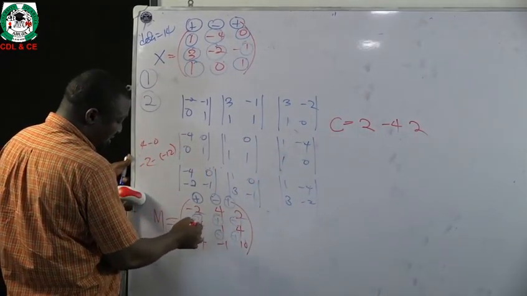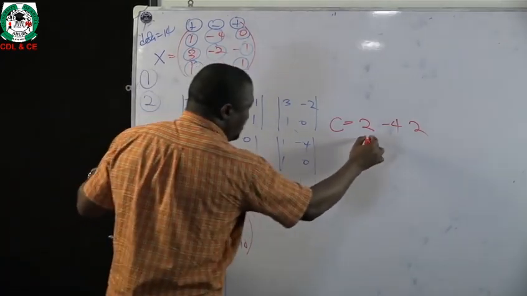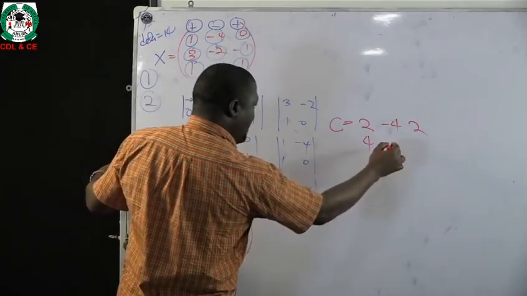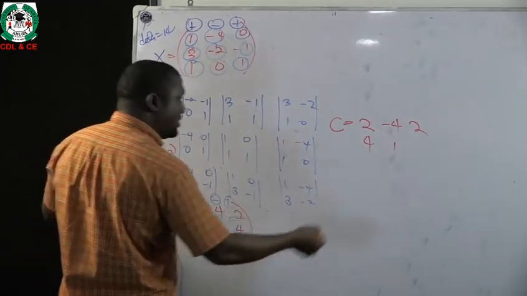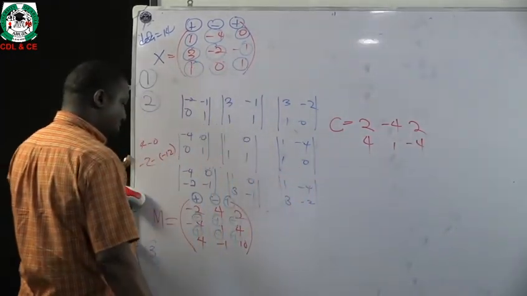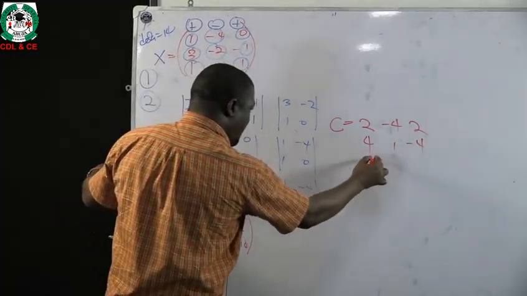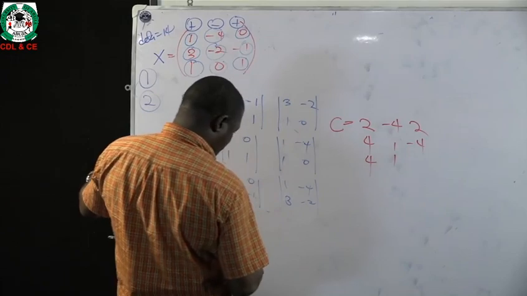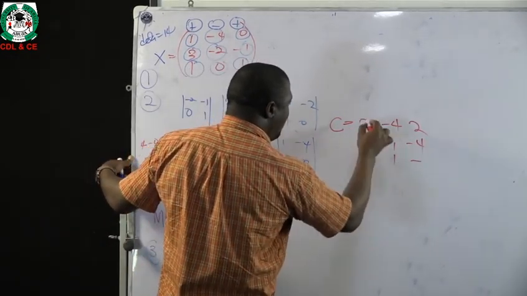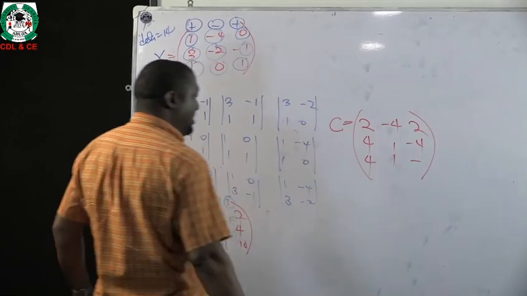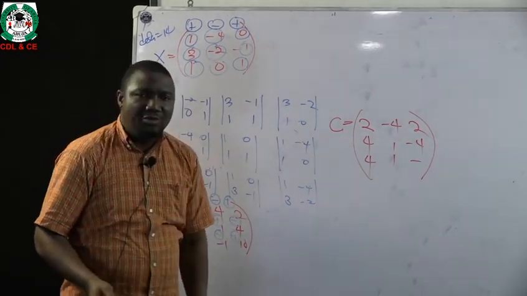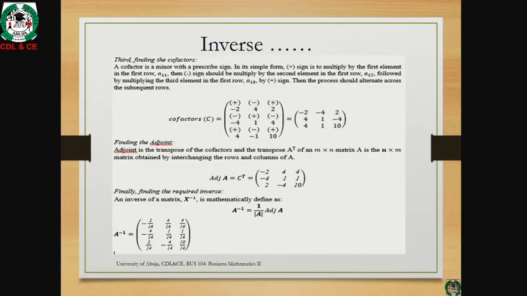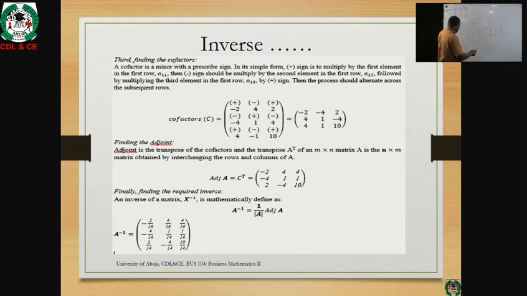Similarly, minus times this minus, we have plus 4. Plus times this 1, we have 1. Minus times this 4, we have minus 4. Then, plus times this 1, we have 4. Minus minus, we have plus. Minus plus, we have minus. This is our cofactor. Cofactor is simply the operationalization of the signs.